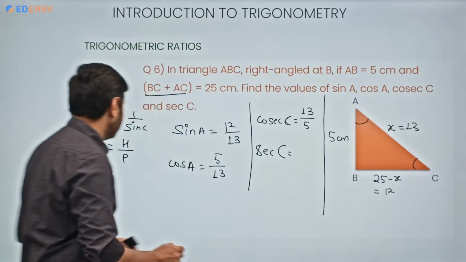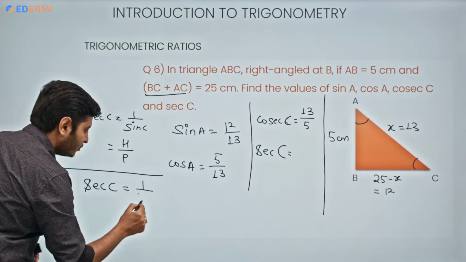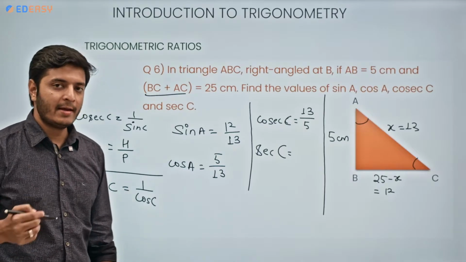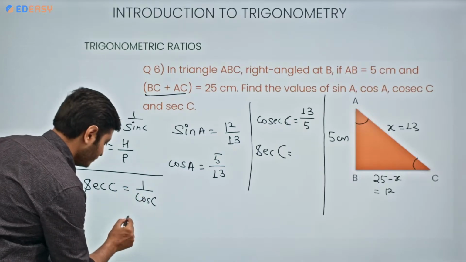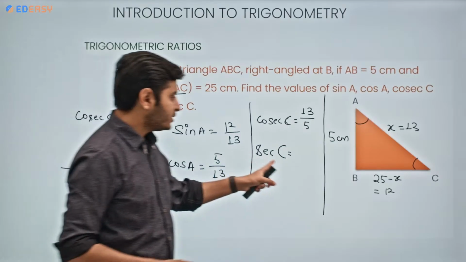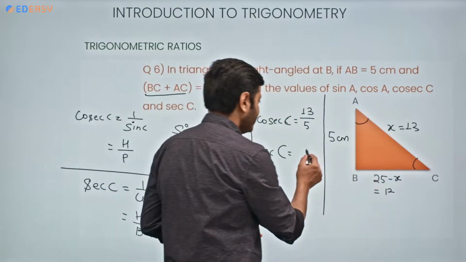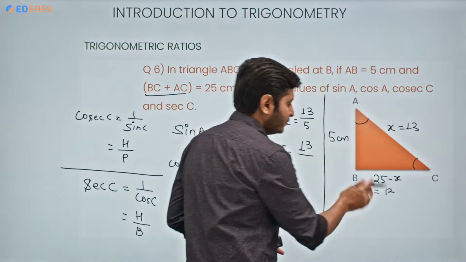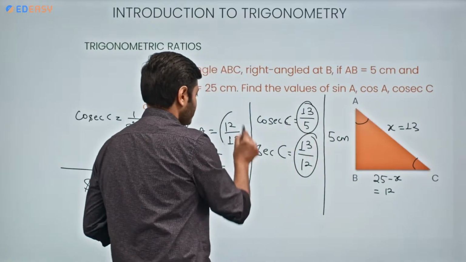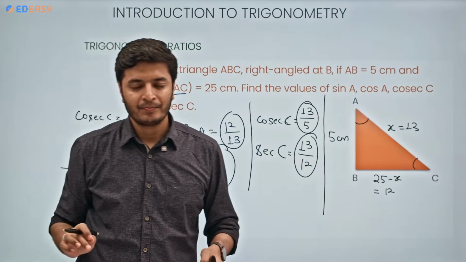Correct? Then secant C. Secant C is nothing but 1 by cos C. Cos is B by H, base by hypotenuse. 1 by cos C would be H by B, hypotenuse by base. So for secant C, when we are referring to angle C, which side is hypotenuse? Same side, 13. And base would be this, 12. So these are the answers. This is how you can approach this type of problem.